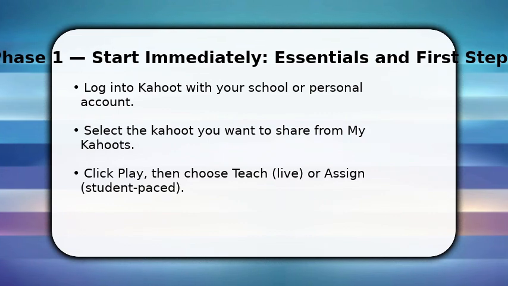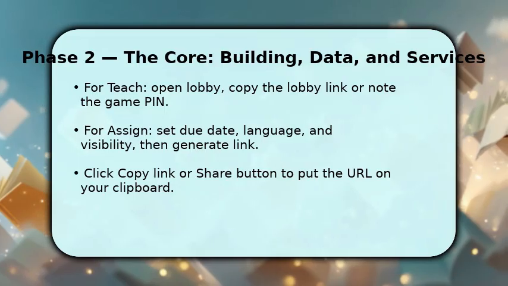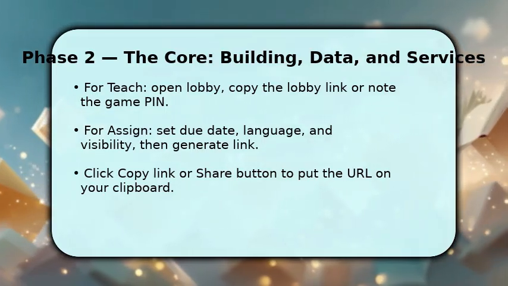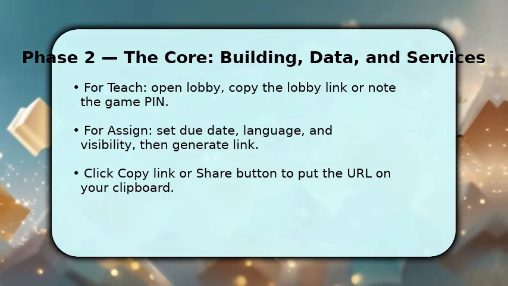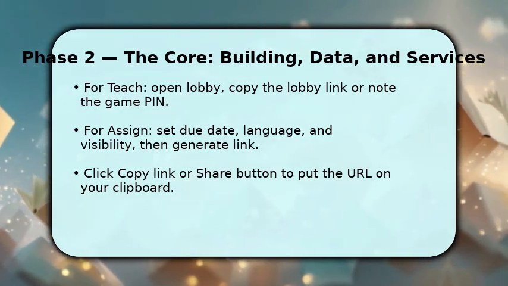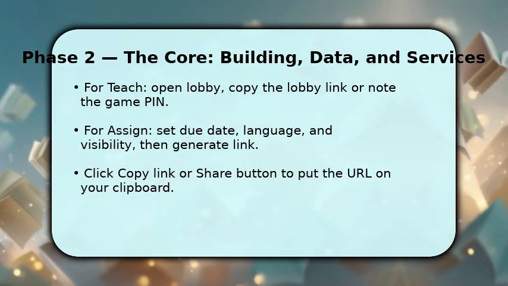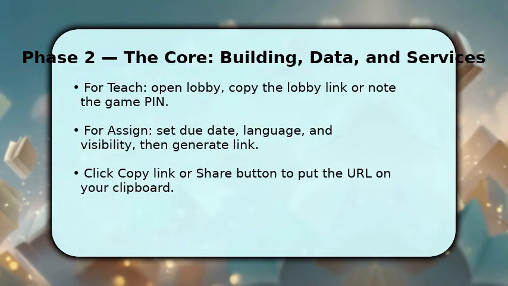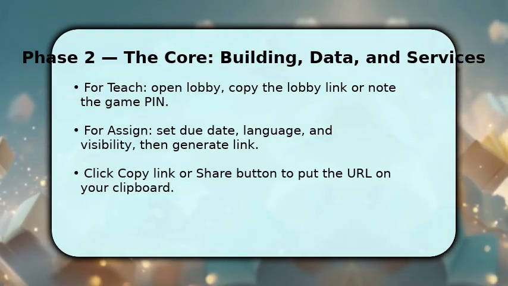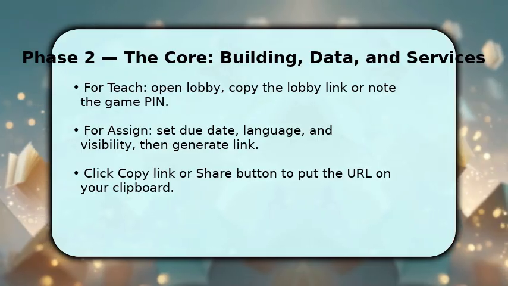Now grab the actual link or code you'll share. If you chose Teach, open the lobby and copy the lobby link or use the game PIN. Links let remote students join directly, while PINs work for classroom devices. If you chose Assign, configure settings like due date and visibility, then generate the student link. Once generated, click Copy Link or Share to place it on your clipboard. This step is key because it prevents pasting the wrong URL.